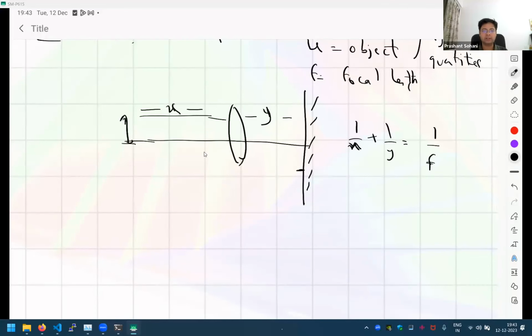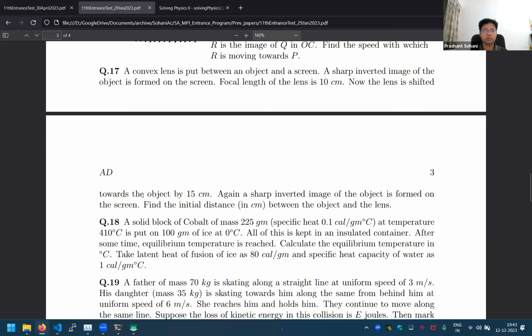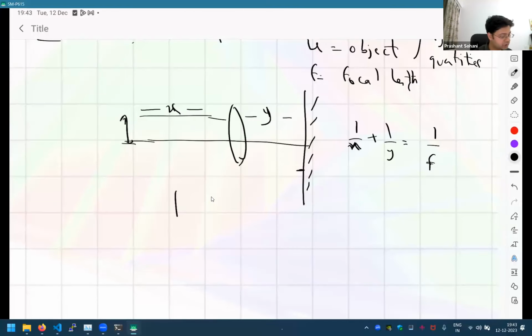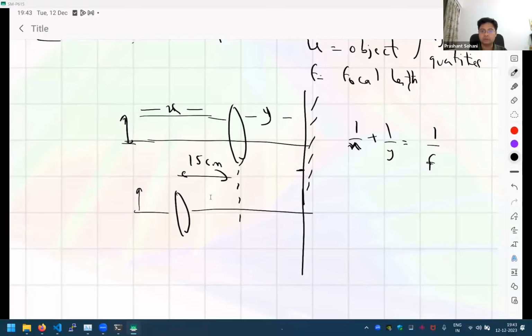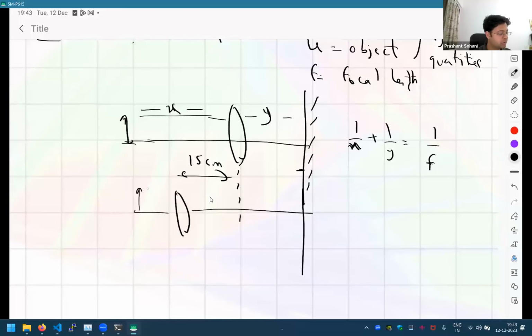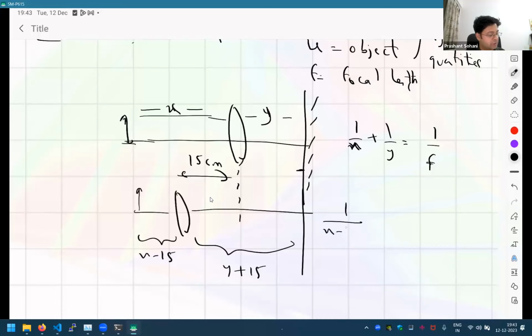Now what is given is that we move the lens towards the object by 15 centimeters. In the new picture, the position of the object is not changed, and the position of the screen is also not changed. Only the lens is shifted by 15 centimeters, not meters, sorry. Again at this point, a sharp image is formed, which means this new distance is x minus 15, and this distance is y plus 15. That is also going to satisfy the same equation.